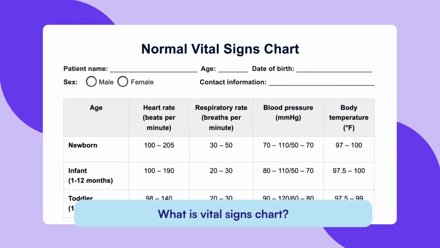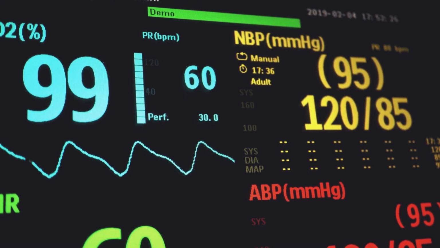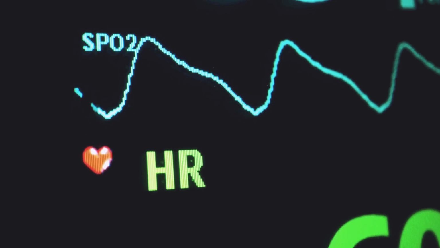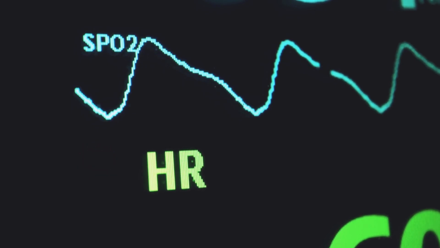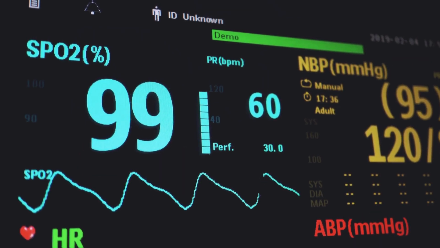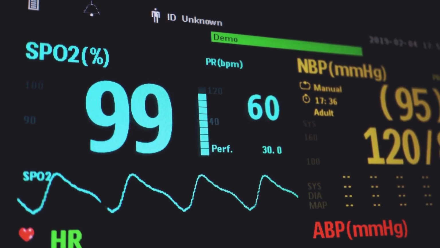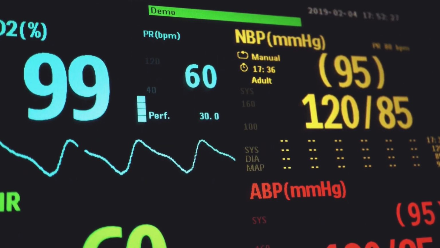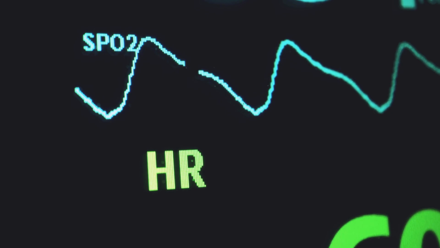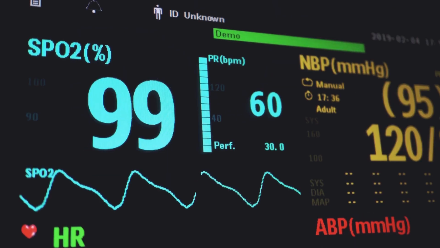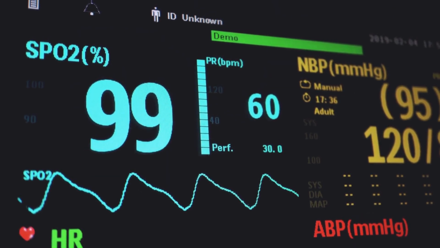Connected to this is the concept of a vital signs chart. This chart outlines the normal ranges for vital signs such as heart rate, respiratory rate, blood pressure, and body temperature. Categorized by factors like age, gender, and health status, the chart serves as a comprehensive resource for healthcare professionals, allowing them to systematically track and compare a patient's vital signs. Together, these tools are indispensable in detecting abnormalities, monitoring health conditions, and evaluating treatment effectiveness, especially in critical situations.